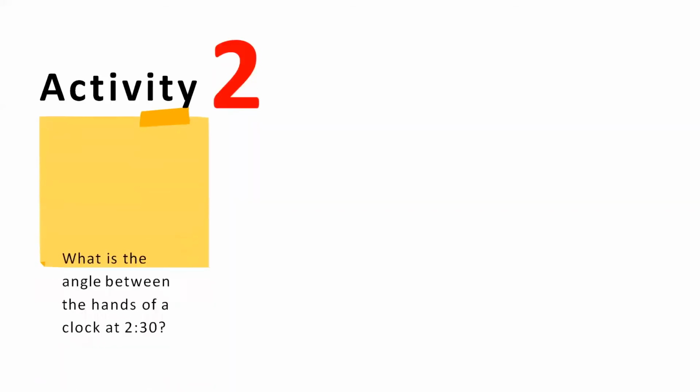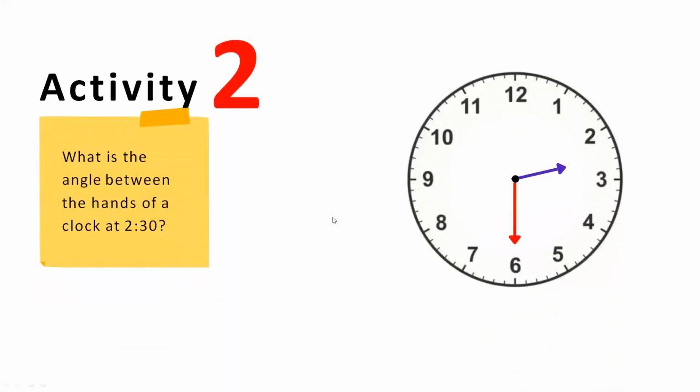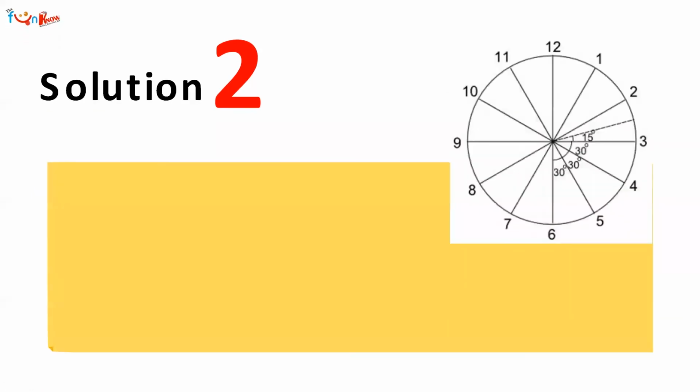Now let's do the second activity. What is the angle between the hands of a clock at 2:30? So we have shown this clock here. The minute one is at 6, you already know, and the hour one will be somewhere between 2 and 3. So let's see how we are going to solve this problem.